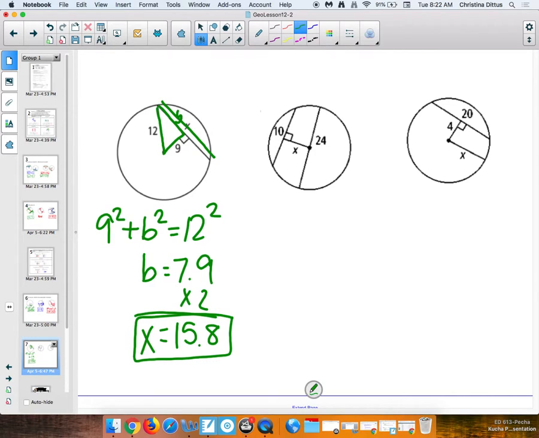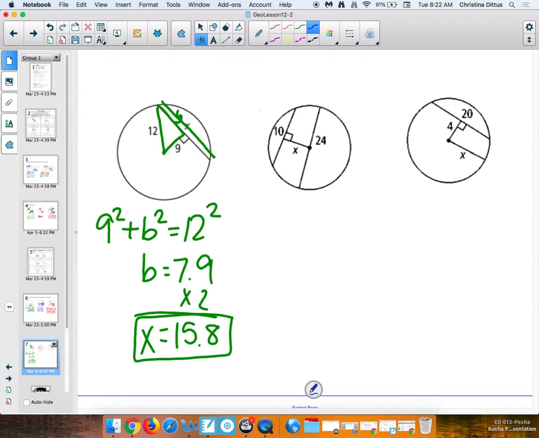Questions there? Okay, good. My next one. What do we call this line that's 24? The diameter. So my friends are radiuses. How big would my radius be? 12. Everybody good there?